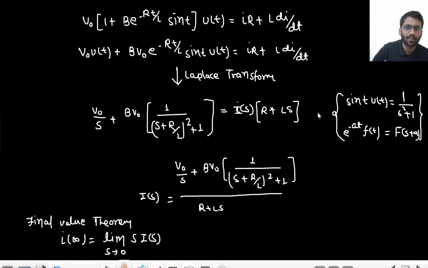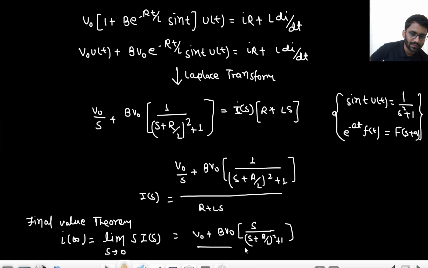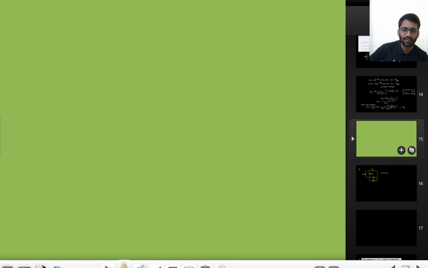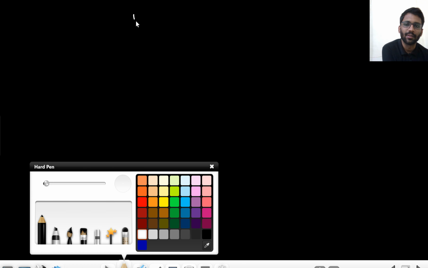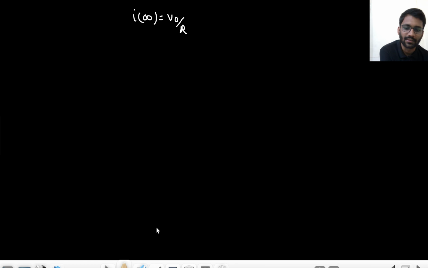I will just multiply V naught plus B V naught with S. So it will be remaining V naught only. And if I multiply this with S, it will go like this: S upon (S plus R by L) whole square plus 1 upon R plus Ls, with the limit S tends to 0. So if I put S equals to 0, this will become 0 and this will also become 0. So finally my answer would be V naught by R. So my I of infinity is V naught by R. Right? This is my final answer.